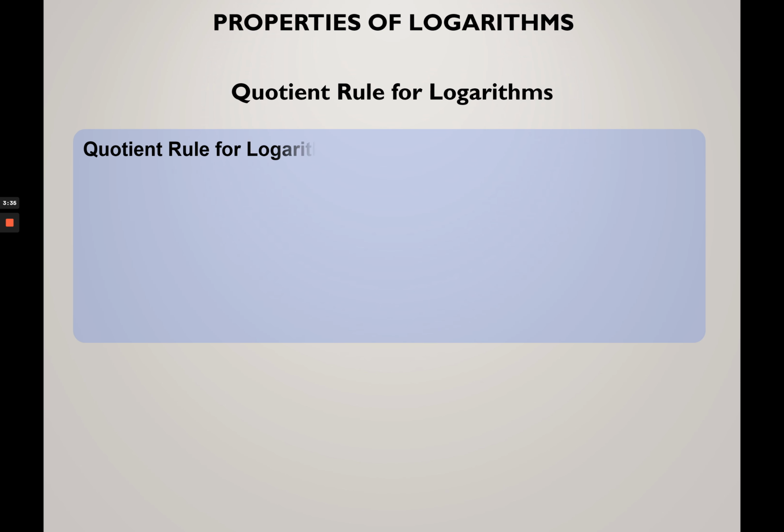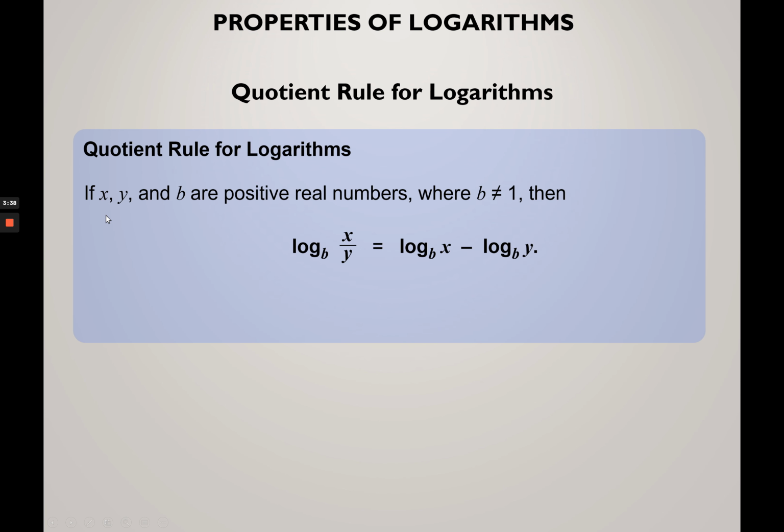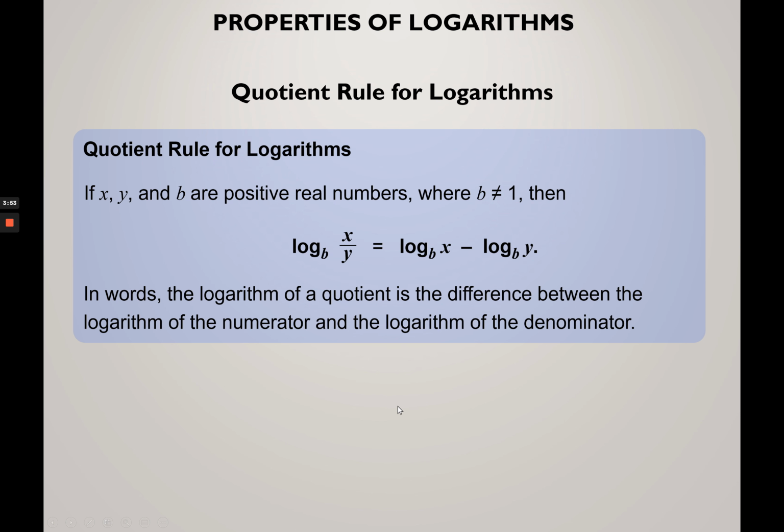Your second property is the quotient rule. The same starting point. If x, y, and b are positive real numbers where b is not equal to 1, then logarithm base b of x divided by y is equal to logarithm base b of x minus logarithm base b of y. In other words, the logarithm of a quotient is the difference between the logarithm of the numerator and the logarithm of the denominator. If it was multiplication, it's a plus. Since it's division, it's a minus.